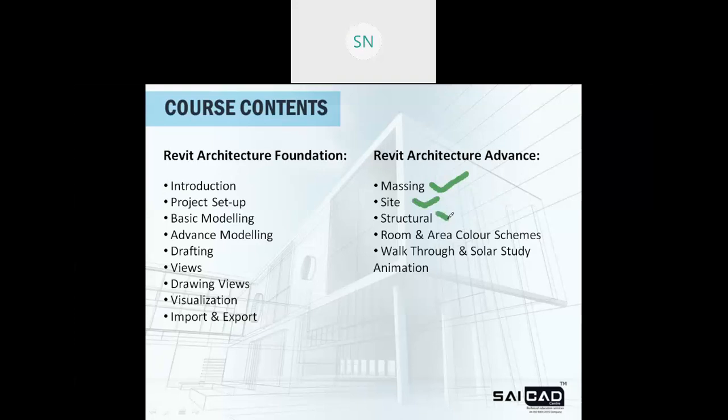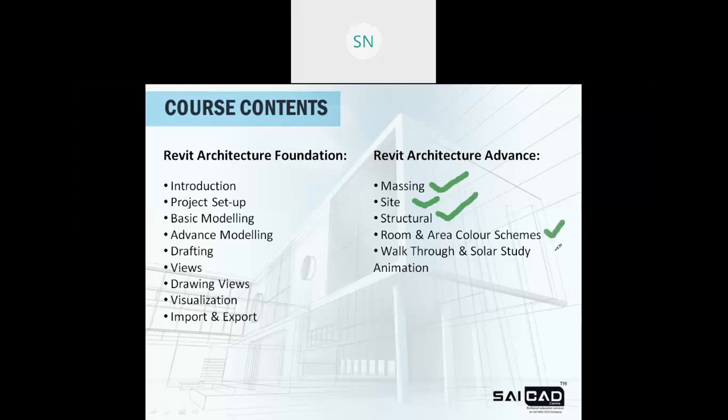Next we have structural module also in the Revit architecture. So with the help of this structure, actually you can create your steel structure, trusses, and also steel shades will be there. Then next we have room area and color scheme.